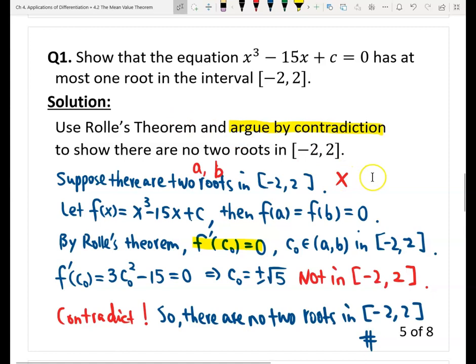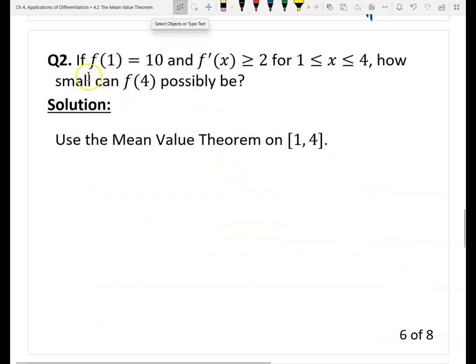Let me go to see another question. We're going to practice together. Here is the second question. Suppose we have a function with f(0) equal to 10, and we know the derivative information, and how small can f(4) possibly be? What does this question mean? The question gives you some condition about the derivative and asks you to infer something about the function. I think you remember at the beginning we said this is just what the mean value theorem can do for us.